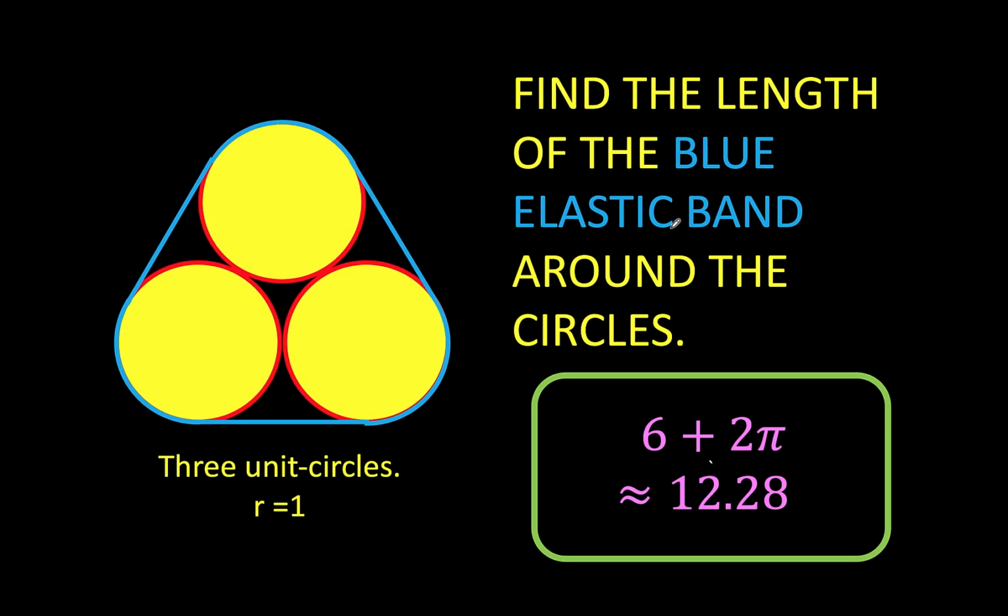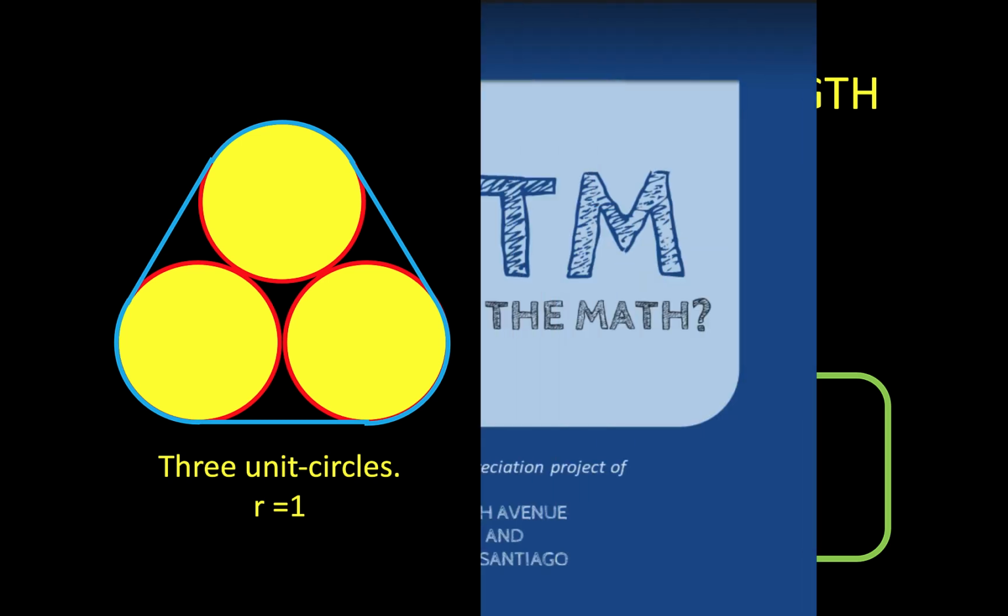The length of the blue elastic band around these 3 unit circles is approximately 12.28 units, or exactly 6 plus 2 pi units. And that is where the math is.